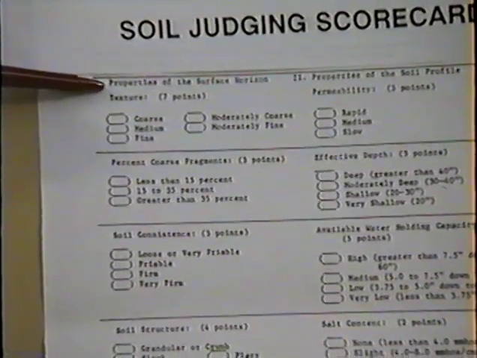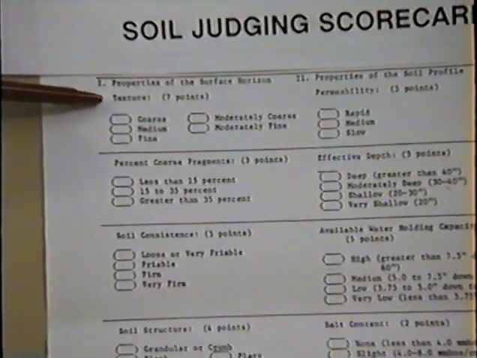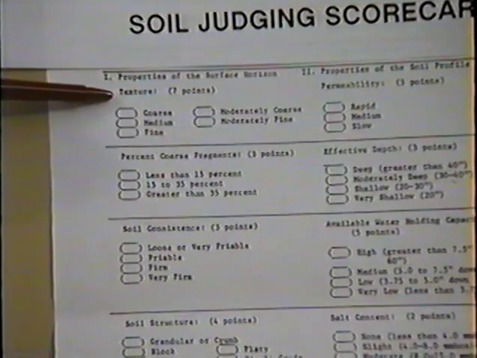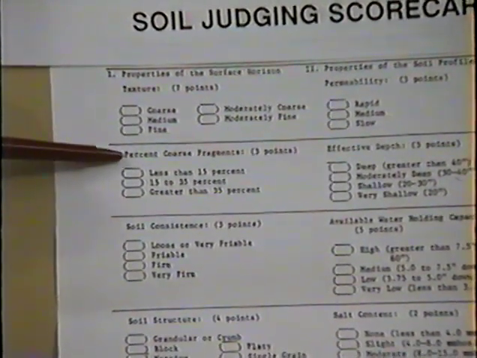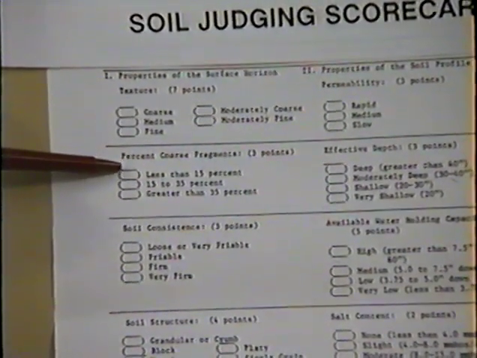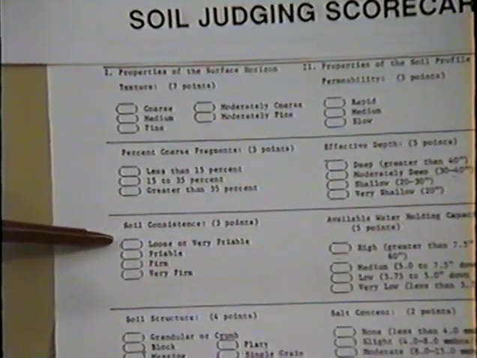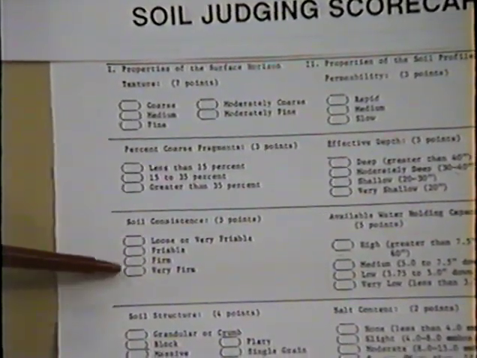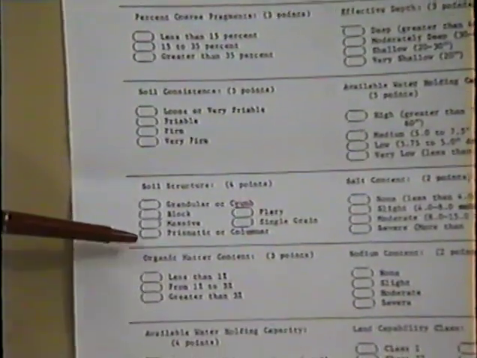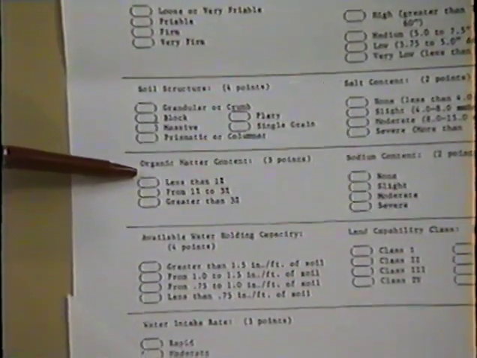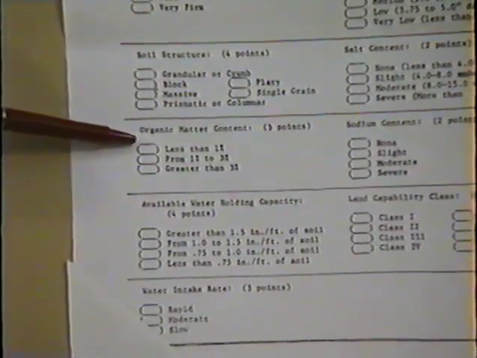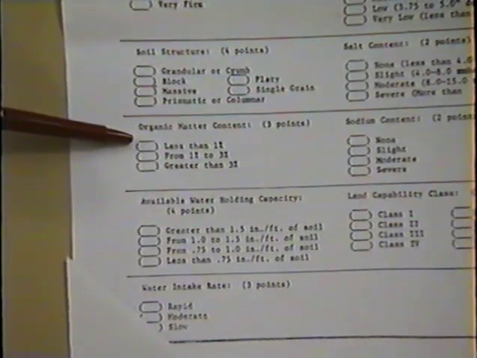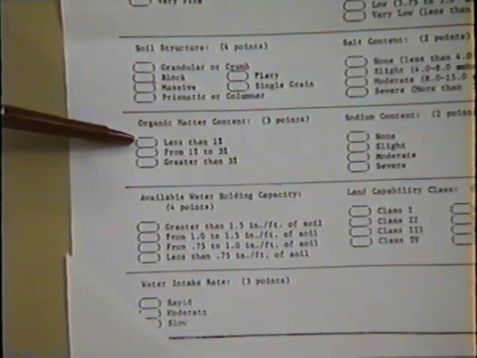Well, we've been working on the soil, individual soil properties, and the left side of the soil judging scorecard, we've determined the texture of the soil. We estimated the amount of coarse fragments, talked about that as being an important factor. We determined the soil consistence. We determined the soil structure. We determined the organic matter content of the soil. And remember, these are all determined on the surface AP, or surface horizon, that we cultivate.